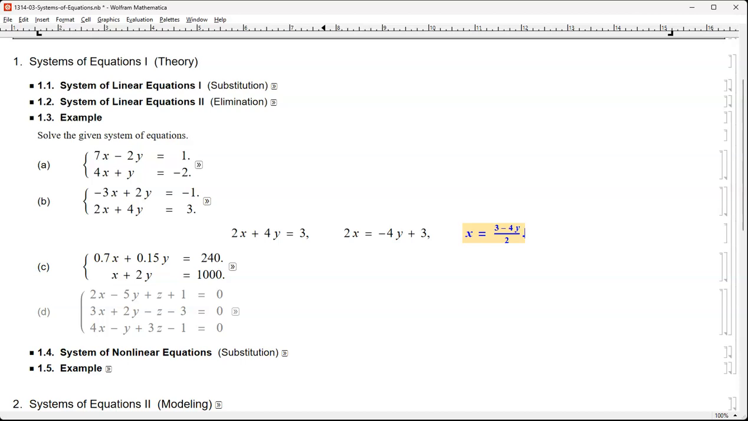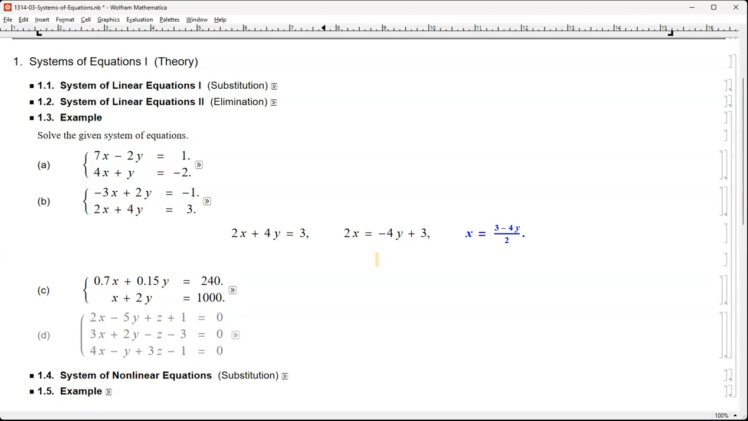Okay, I highlighted that in blue. And we're going to substitute it into the other equation. We did all this from the second equation here. I have to put it into the first equation: negative 3x plus 2y equals negative 1. Here, in place of x, I'm plugging in 3 minus 4y over 2. Make sense? 3 minus 4y over 2.